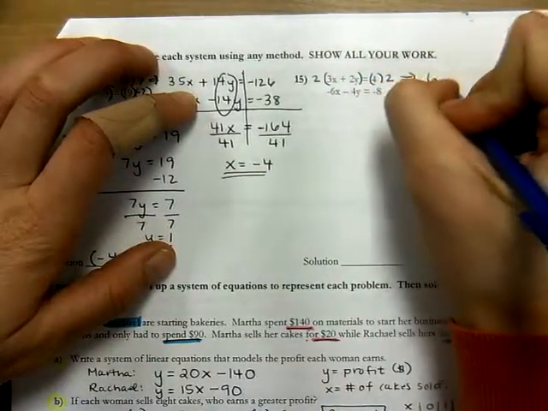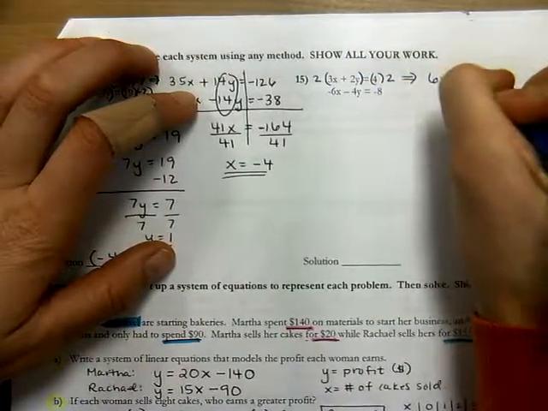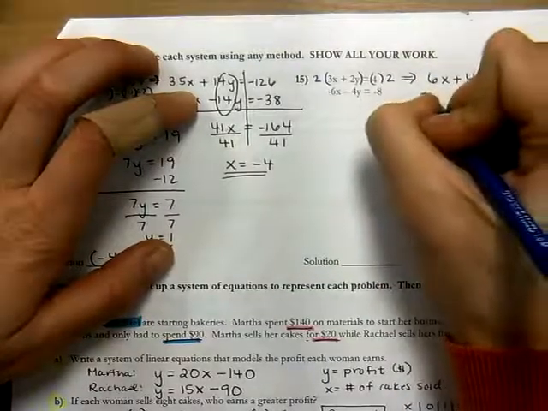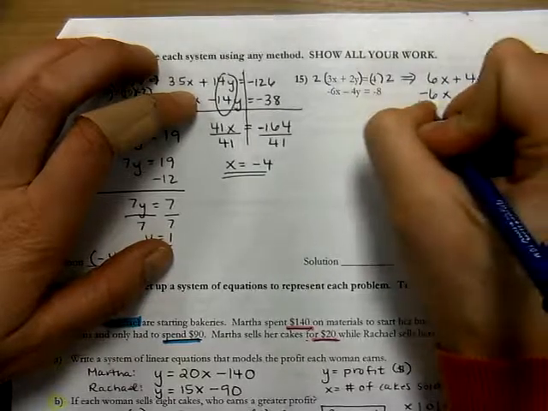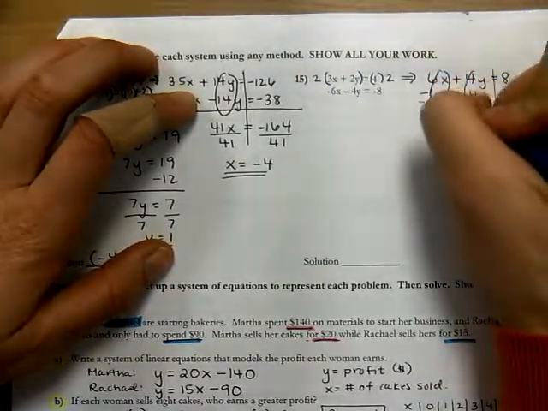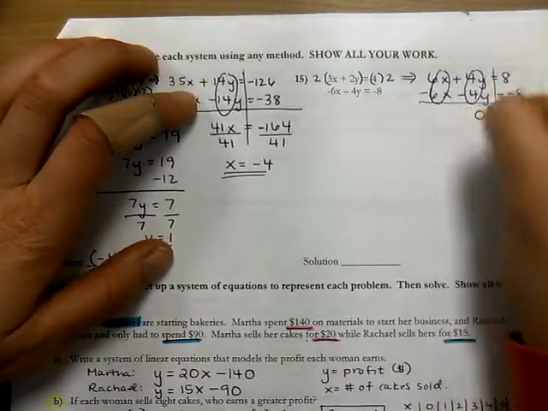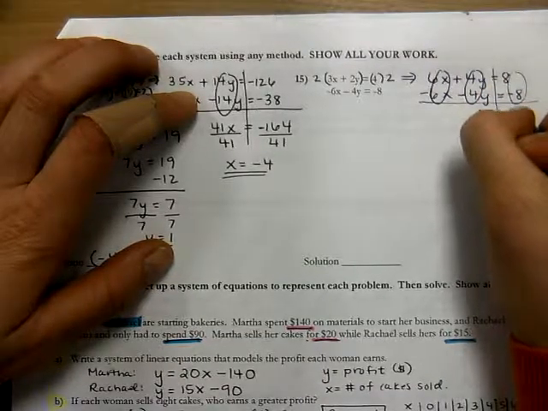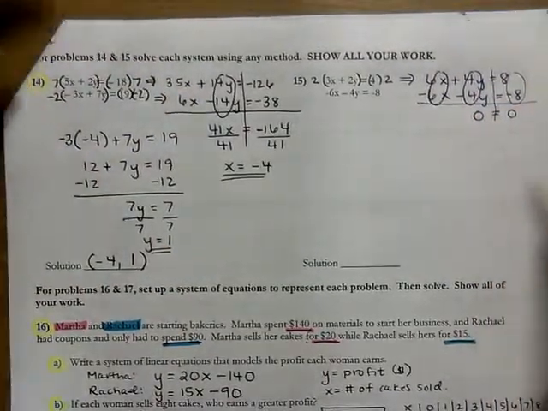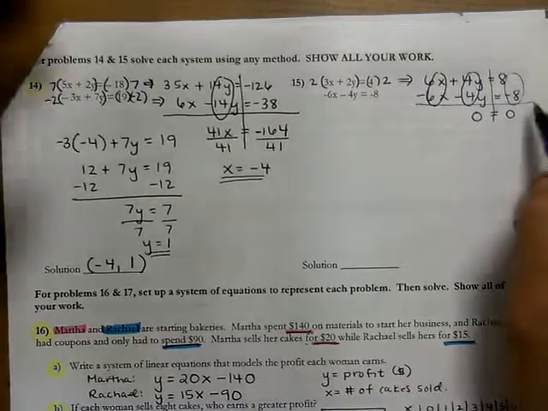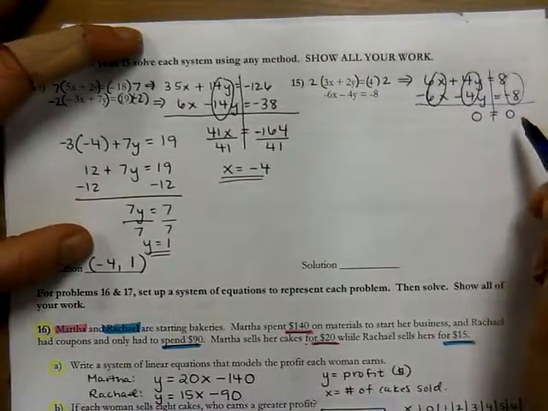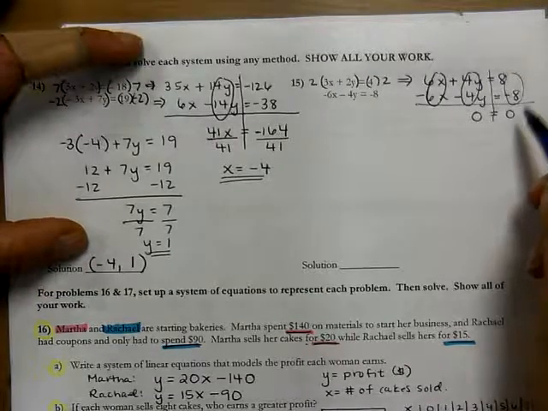the top equation now becomes 6x plus 4y equals 8. The bottom one, we're going to keep the same. And what I see is when I add these, they add to be 0, and so do these. So we have 0 equals, and on the right-hand side, these also add to be 0. Well, 0 equals 0, that means that the variables are gone, but this is a true statement. So that means there are infinitely many solutions.